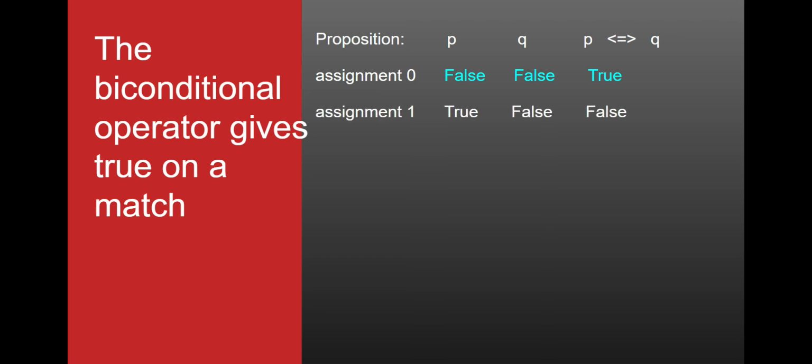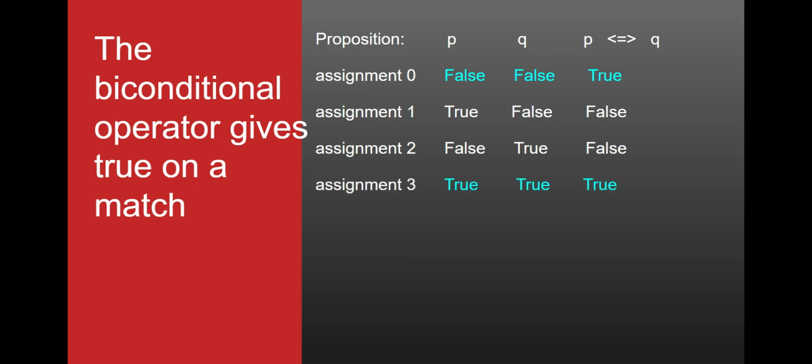The biconditional operator essentially compares P and Q, and if they're both the same, then the result of the biconditional is true. So when they're both false, the result of the biconditional is true. When they are different from each other, the result of the biconditional is false. And when they're both true, the biconditional is true.